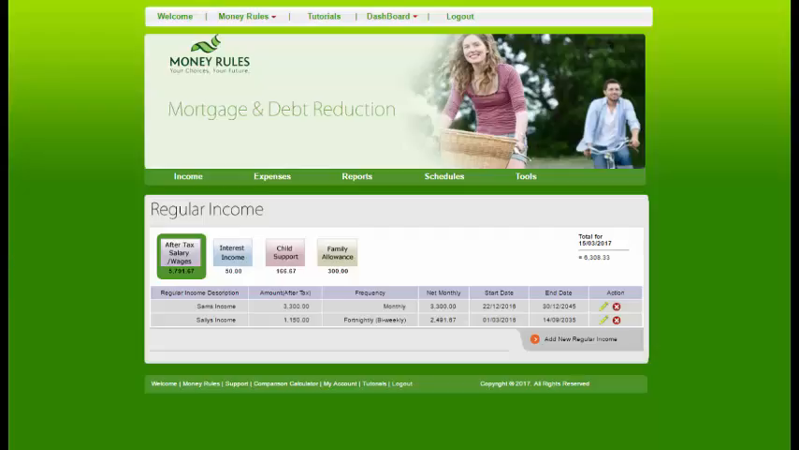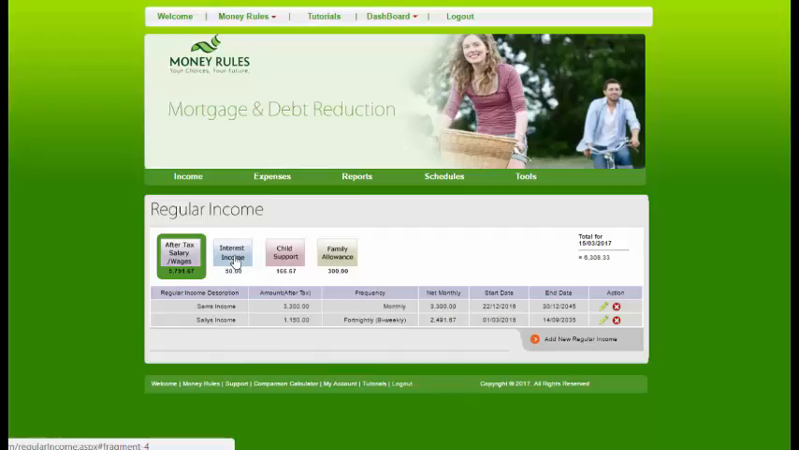So the first thing we look at is Sam and Sally's income. So here's Sam's income, it's $3,300 per month, and everything is calculated monthly. The starting date is a date that it's entered, and the ending date is the date that we know the salary is going to stop coming in. Same with Sally's. Sally's is $1,150, although hers is fortnightly. It's now calculated on monthly. Again, the date that it starts and the date that it's going to end.